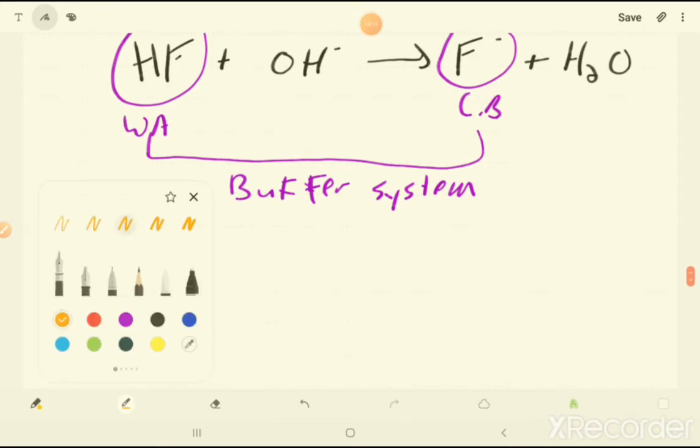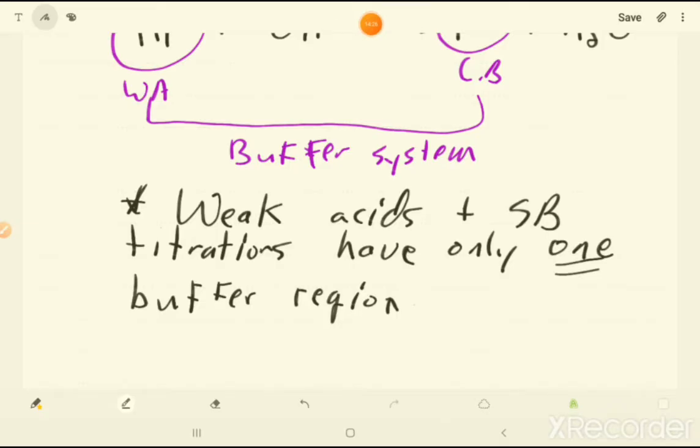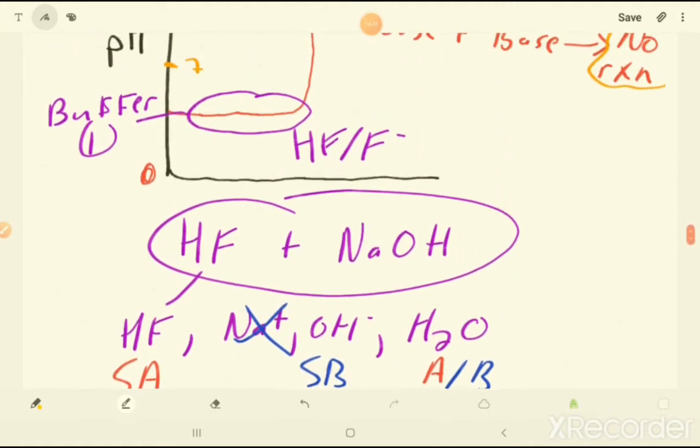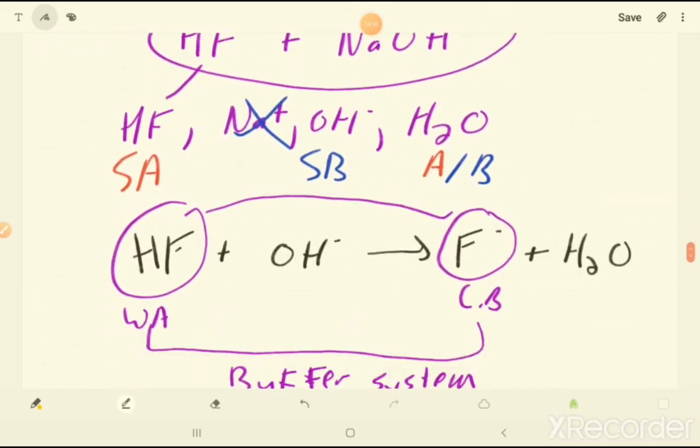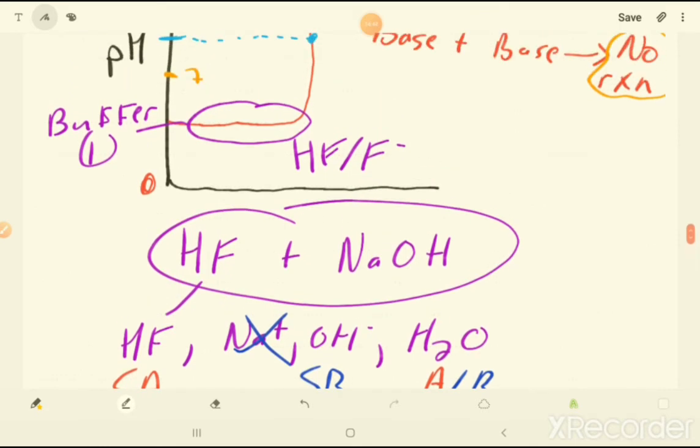weak acid and strong base systems only have one buffer system. And so they only have one buffer region. And again, why? Because at the top of the titration here, the only reason why the pH is not changing is because they don't react with each other. A base and a base will not react. So really, the only buffer system that is truly present here is HF to F minus.